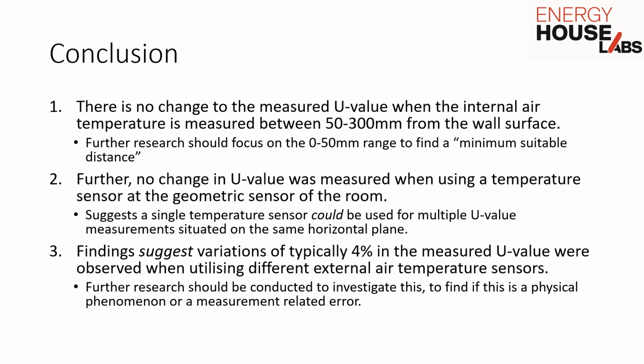Secondary findings suggest U value variations of typically 4% when utilising external temperature sensors at varying distances from the wall. This, when considered over the full external wall surface area, could result in a difference of 5 watts per Kelvin to the total heat loss of the dwelling. Again, it must be stressed that this was not the primary focus of the investigation, with the 3 sensors used being different types and not calibrated to the same accuracy as the internal sensors.